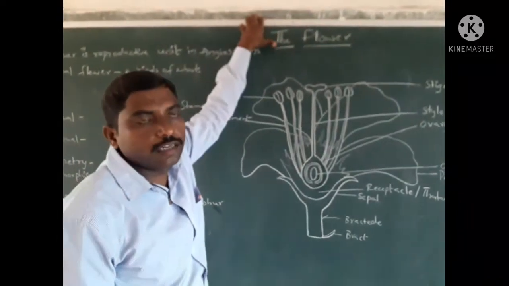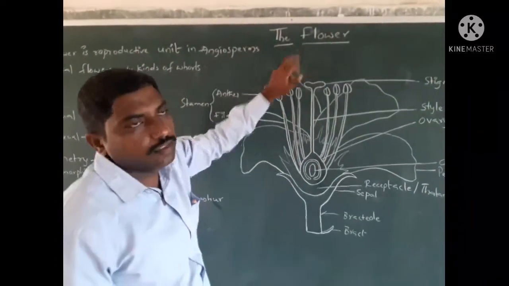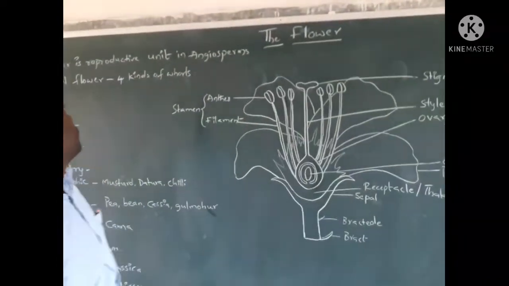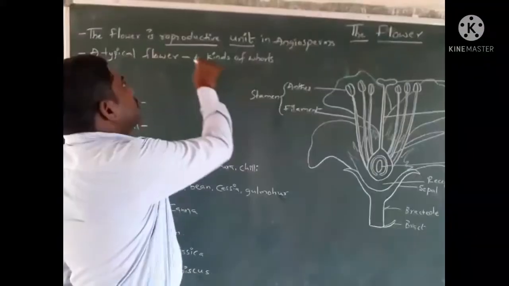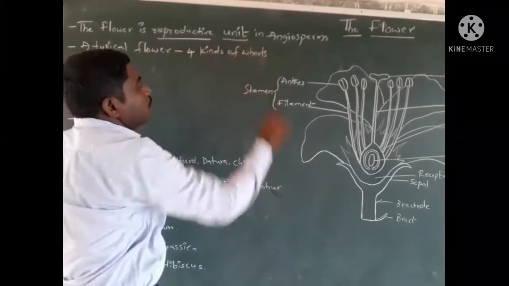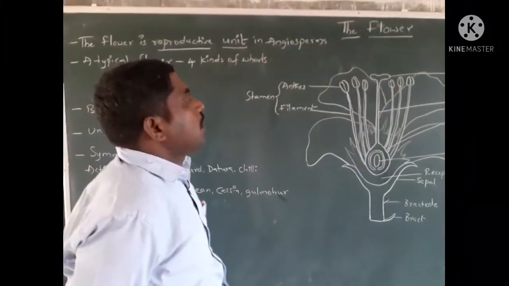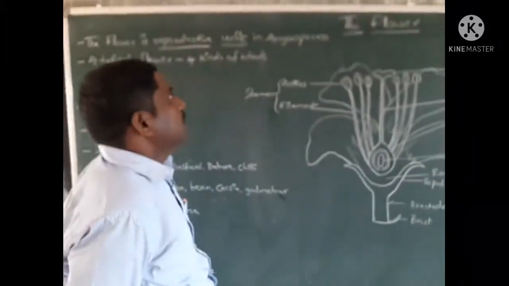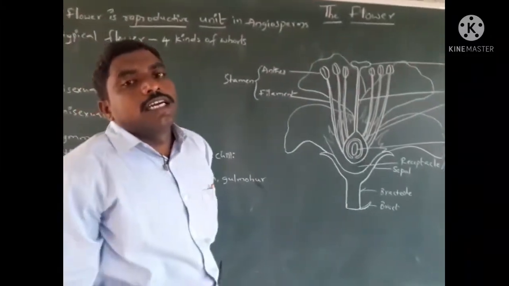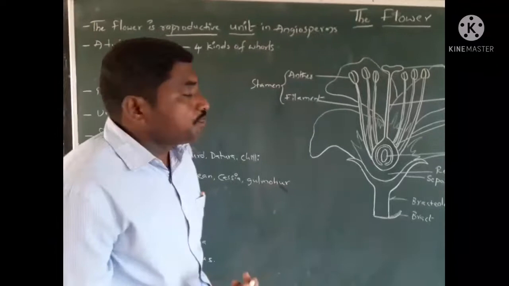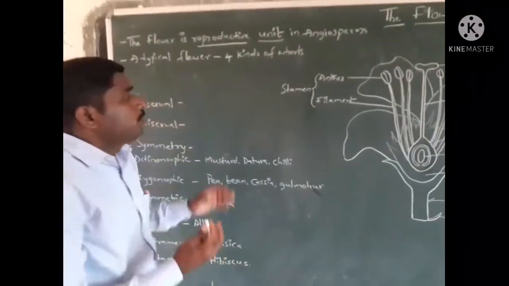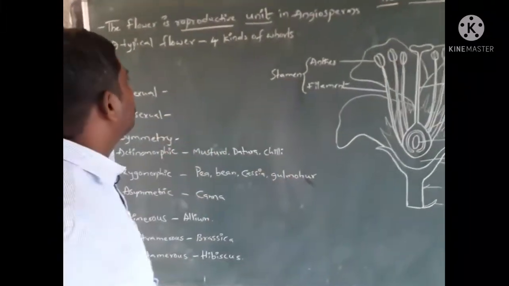In this video we talk about the flower. The flower is a reproductive unit in all angiospermic plants. It means that it shows the reproduction, and that's why it is a reproductive unit in the angiosperms.